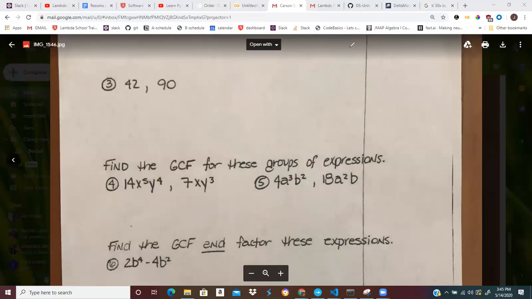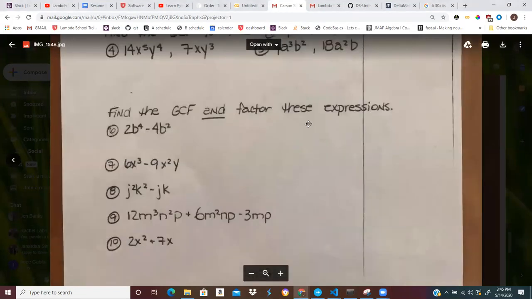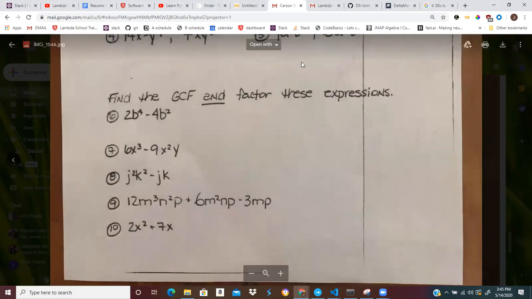Okay, so now let's try the last part. For this one, the assumption here is you need to find the GCF for both terms. But really the idea here is to find the GCF and then factor the expression.